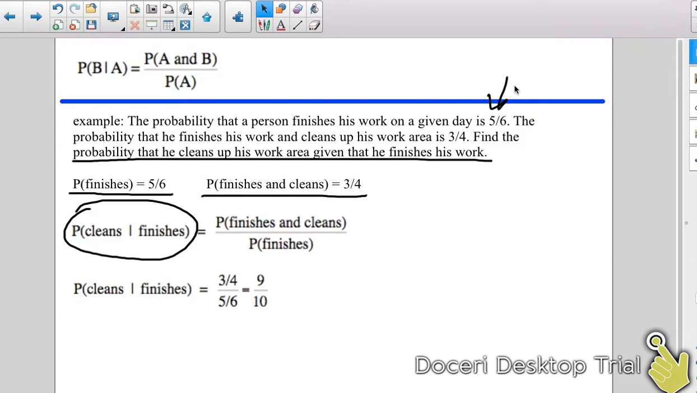Knowing the conditional probability rule, we write this. The probability he cleans given that he finishes equals the probability he cleans and finishes divided by the probability he finishes. We plug in our numbers, 3/4 over 5/6, and we simplify that to 9/10. A very simple example, a little strange example, but I'm just trying to get you to see how this formula works. Let's look at another example.